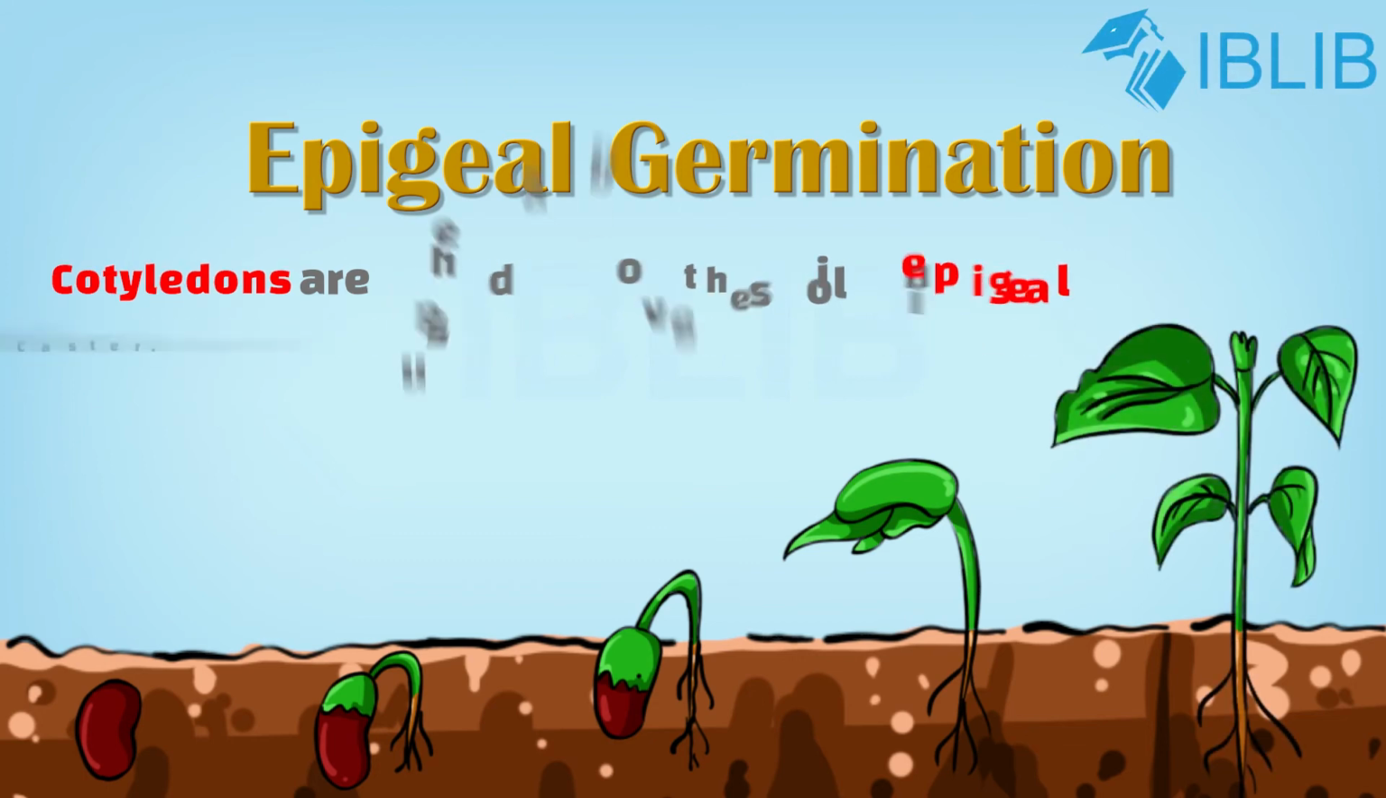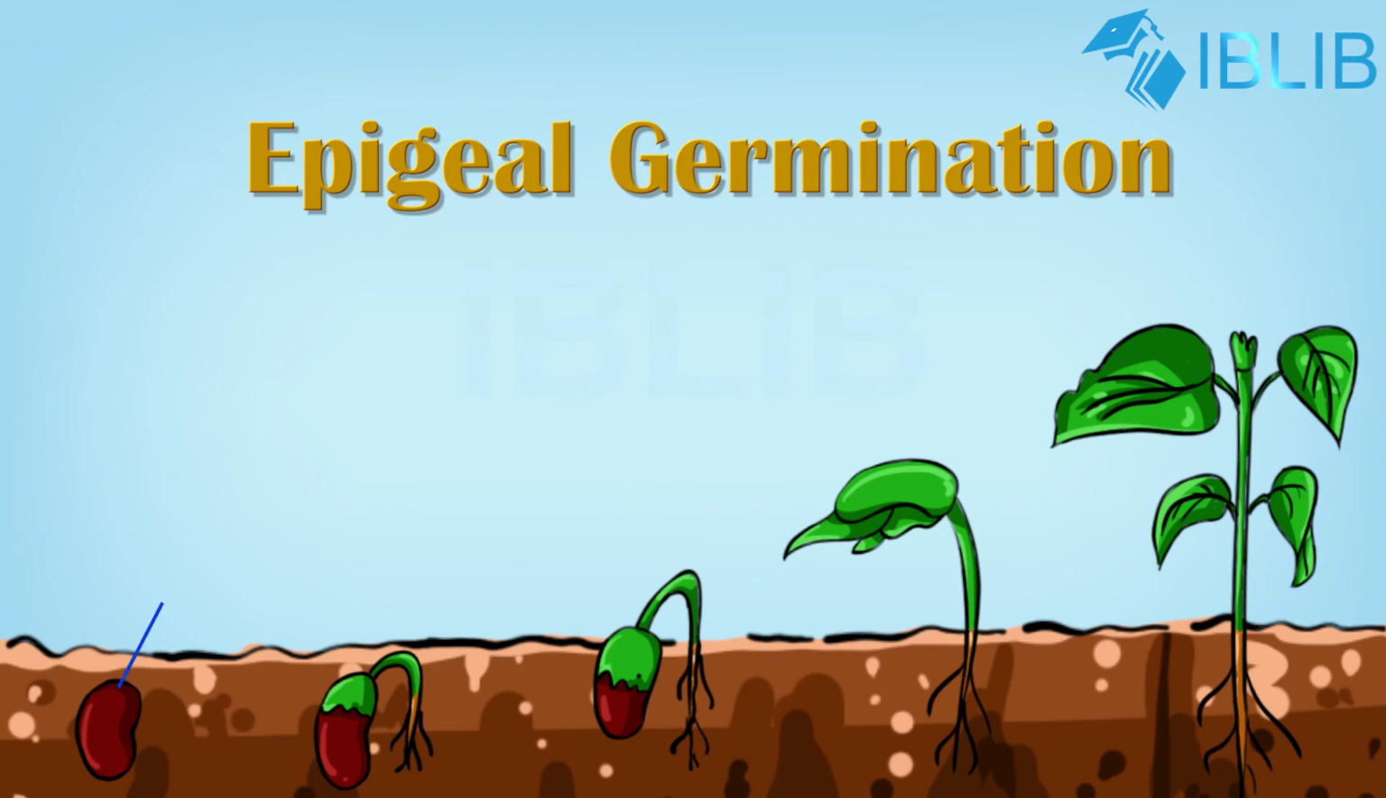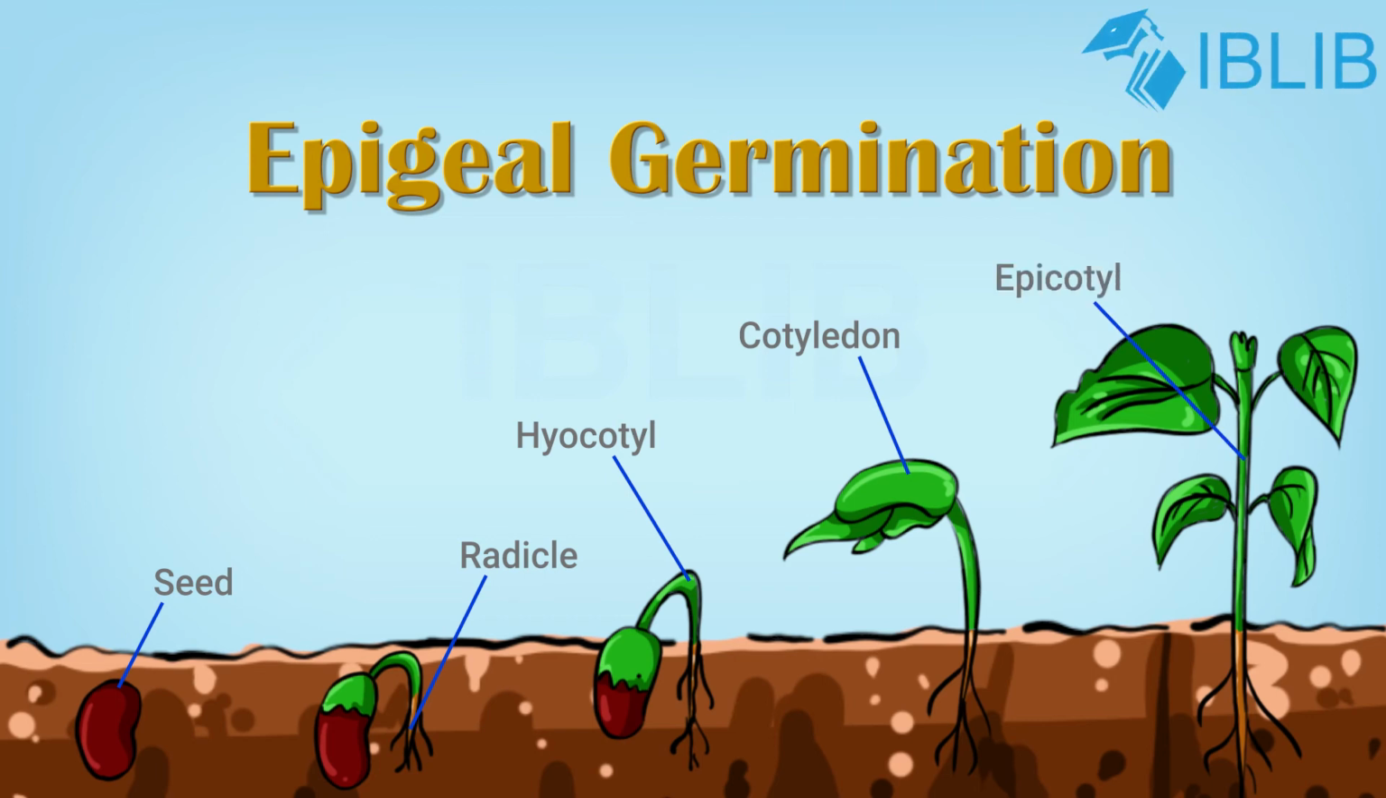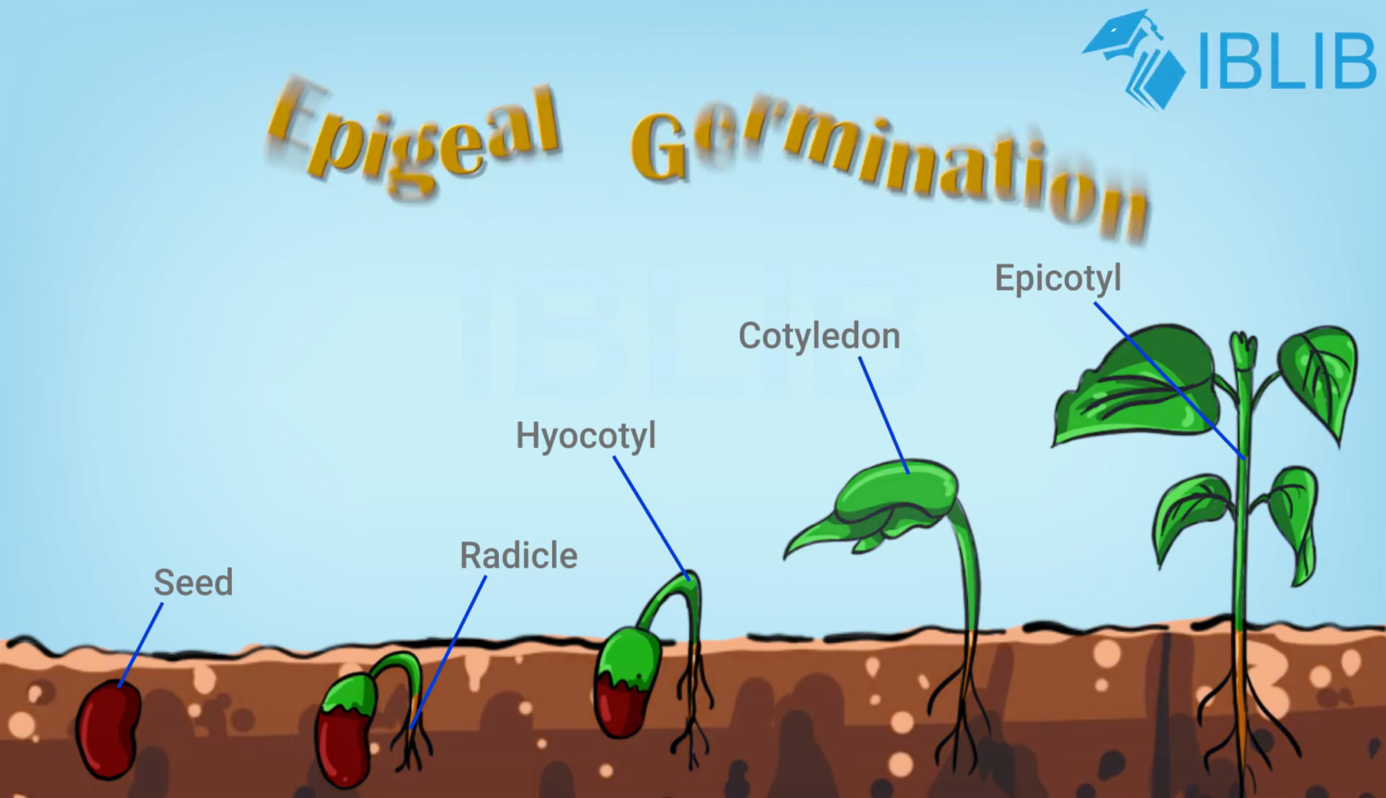In epigeal germination, the seed absorbs water and swells up, the seed coat ruptures and the radicle grows downward to form the root system. The hypocotyl elongates and pushes the cotyledons above the soil. The cotyledons become green and function as the first leaf. The epicotyl emerges from the cotyledons. The young leaves unfold at the tip of epicotyl and start preparing food through photosynthesis. Finally, the cotyledons wither away and fall off.